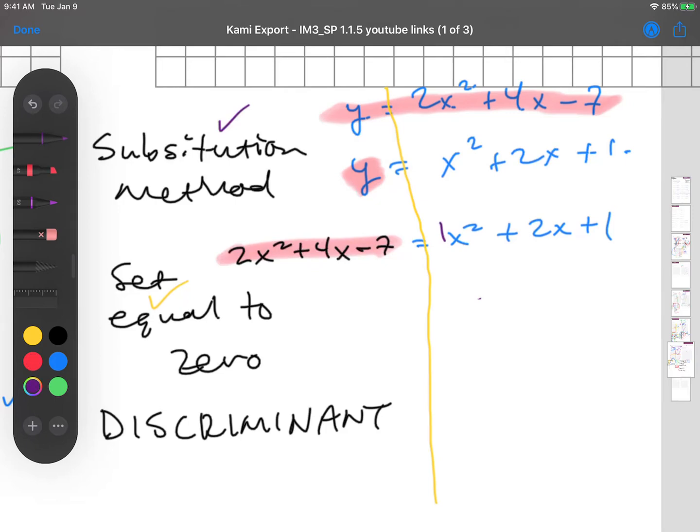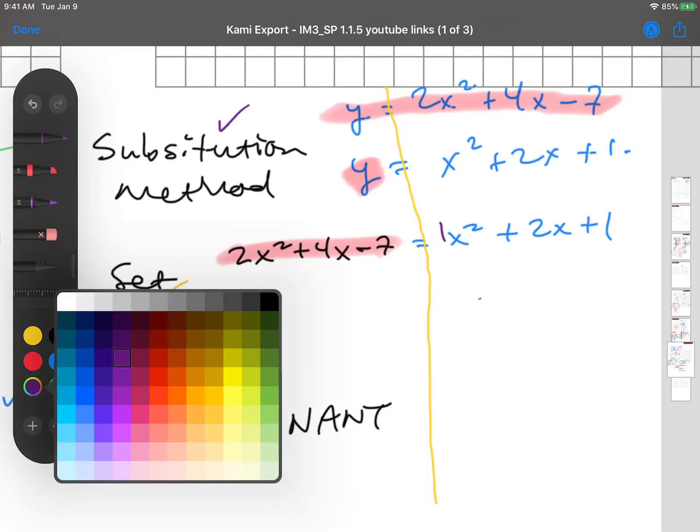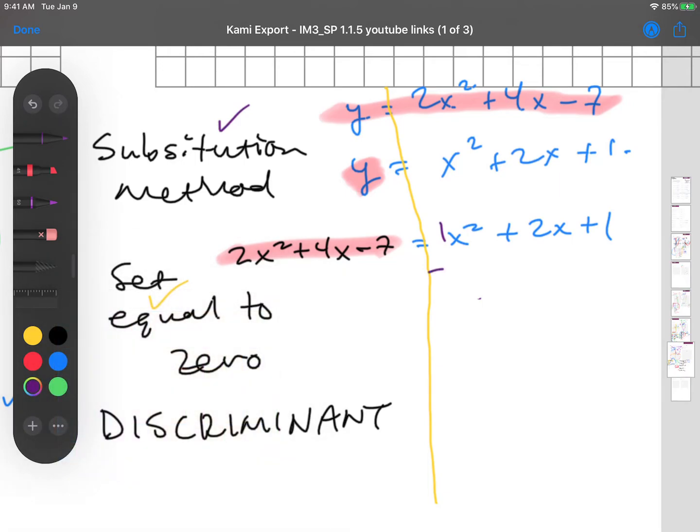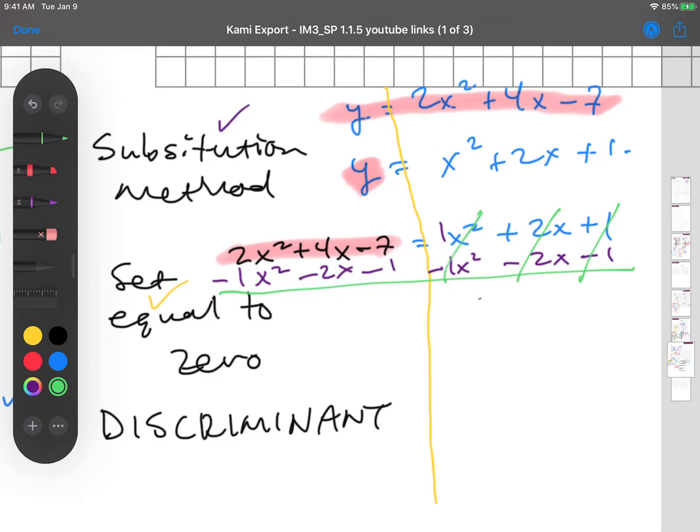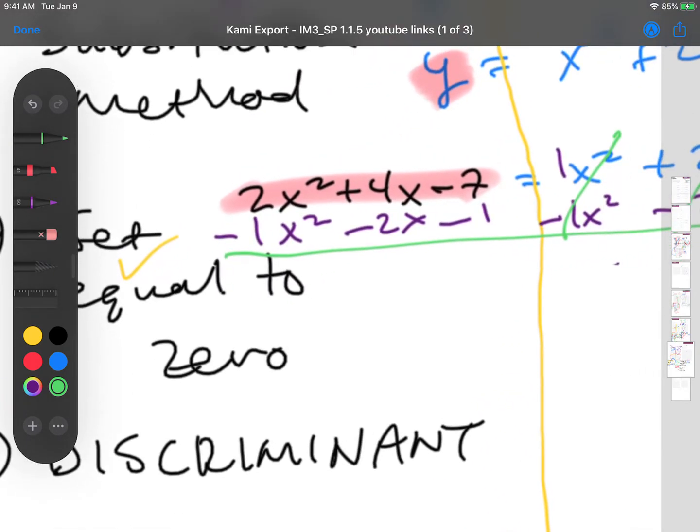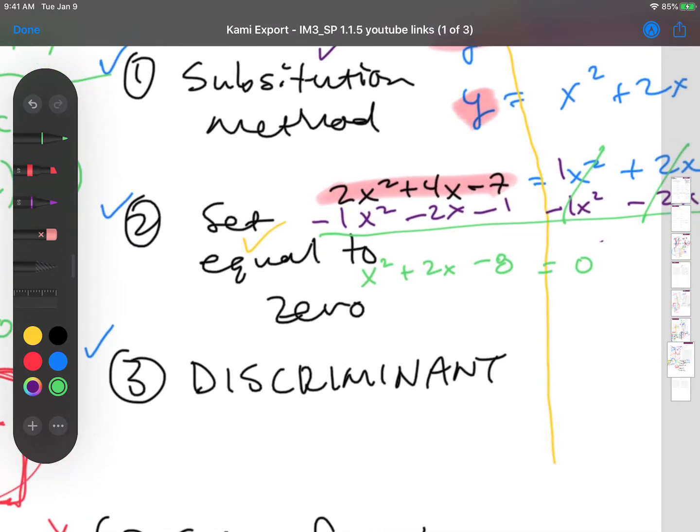So let's move everything to the left side. I'm going to subtract 1x squared, I'm going to subtract 2x, and I'm going to subtract 1. 1 minus 1, 0. 2 minus 2, 0. 1 minus 1, 0. Let me just do this right here. So I get 1x squared, or just x squared. 4 minus 2 is 2, and negative 7 minus 1 is negative 8. I now have something set equal to 0.